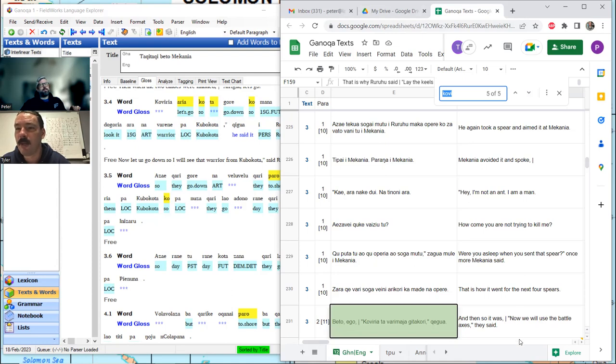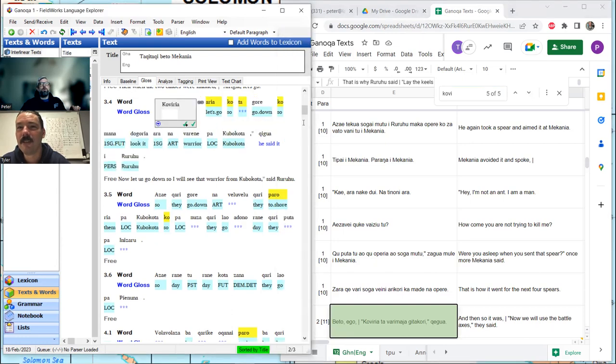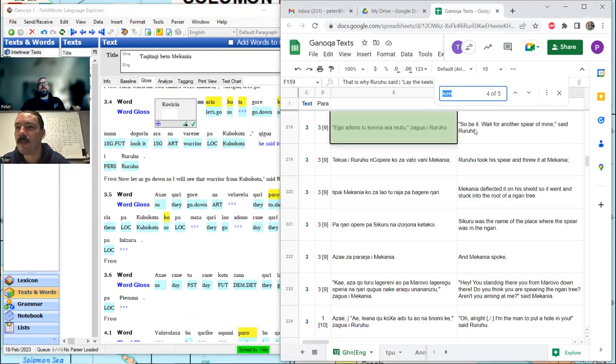Now we will use the battle axe. It's always now. I can't believe it. I think it's now, even though it looks like a verb. It sure does. Oh, wait. They gave us a hint. Now let's go down. So be it. I only picked that because what else in this could mean so be it?